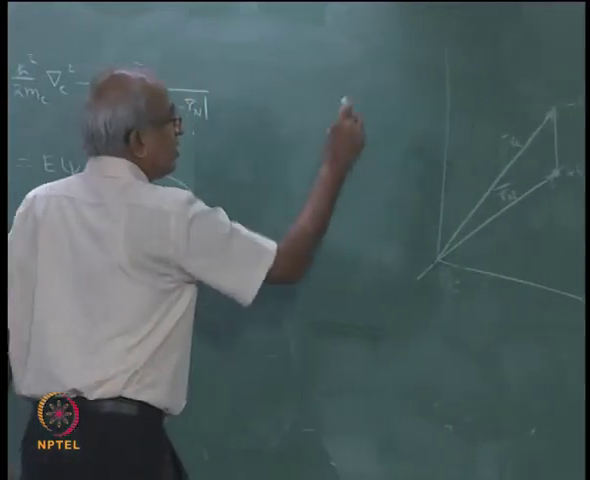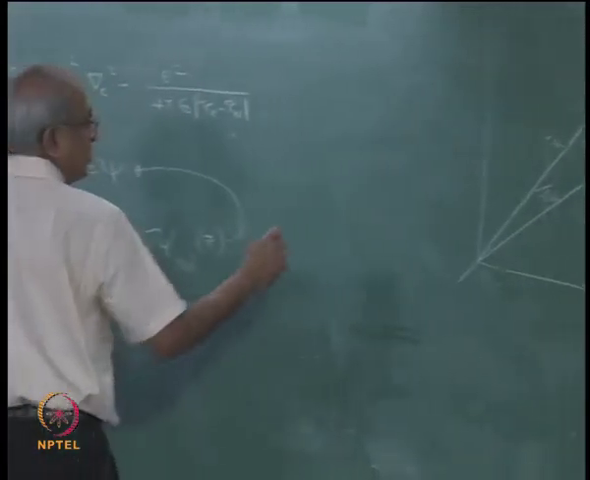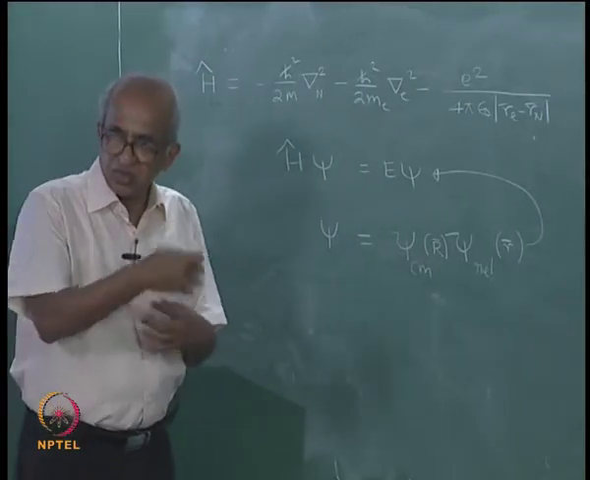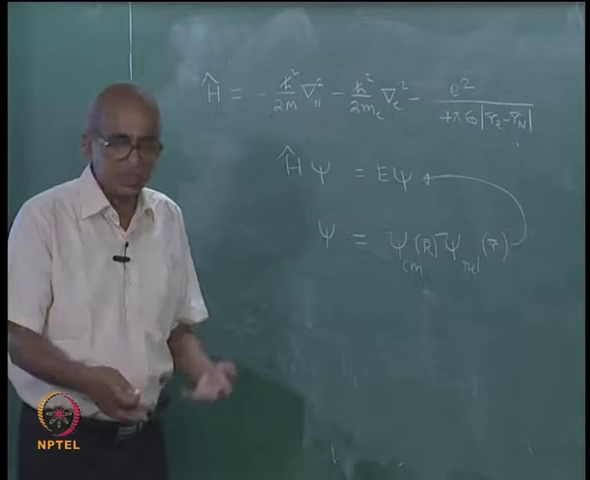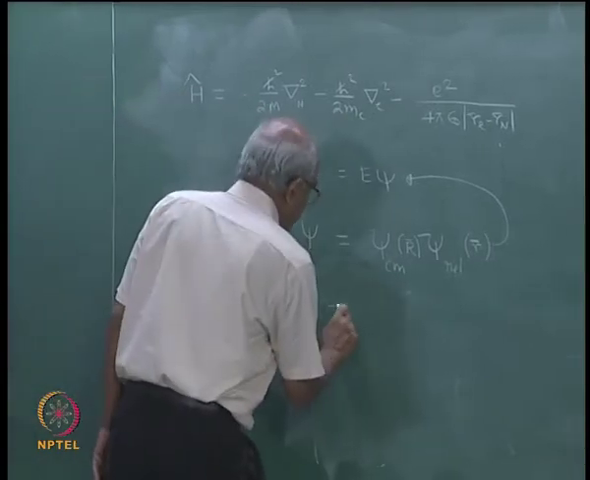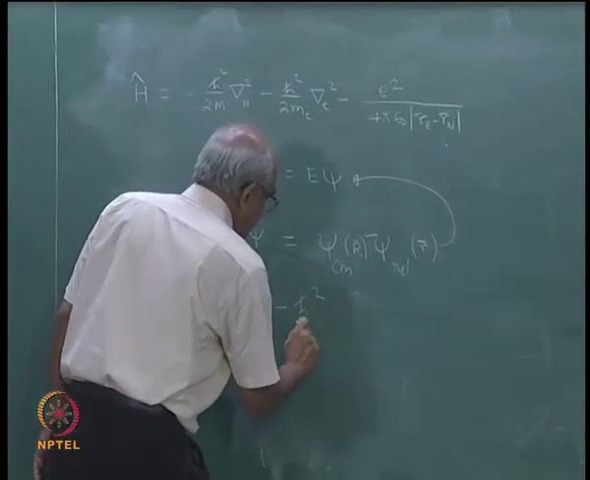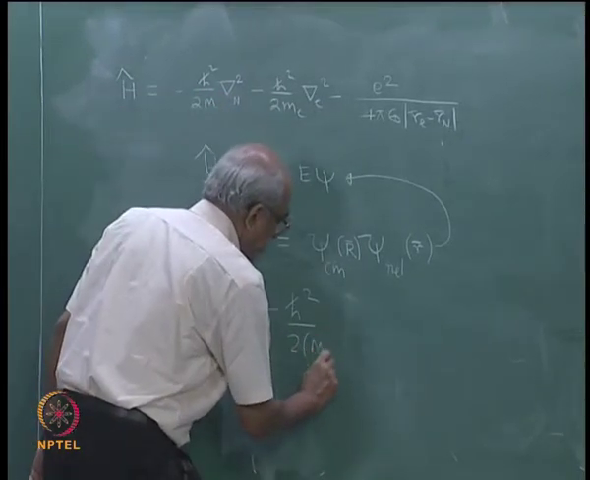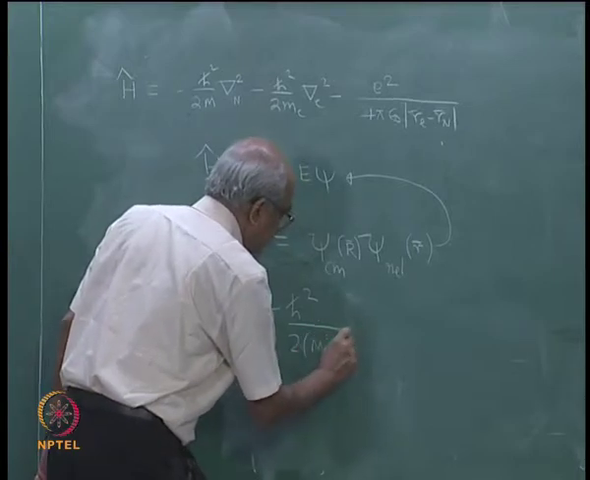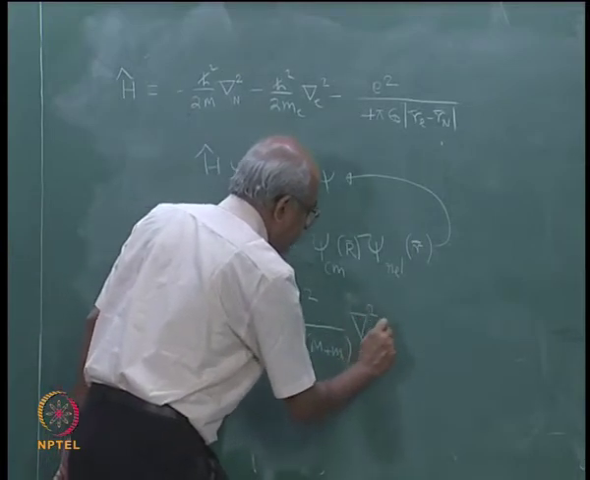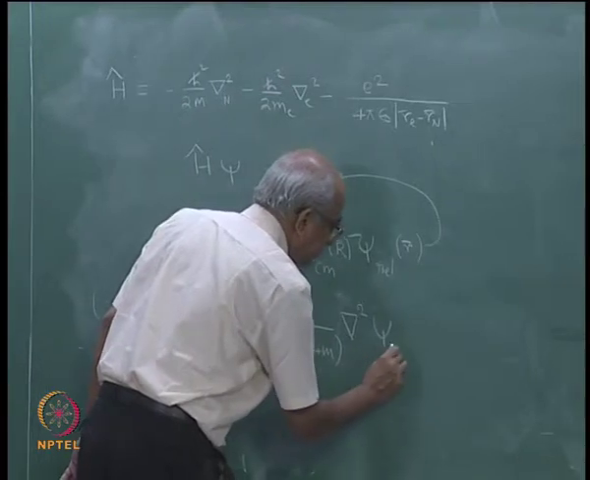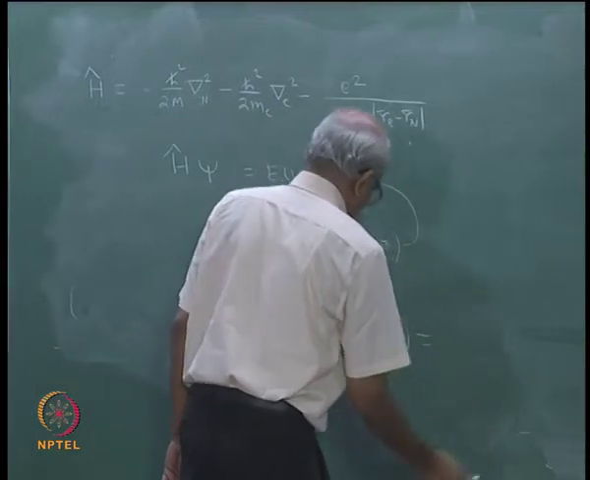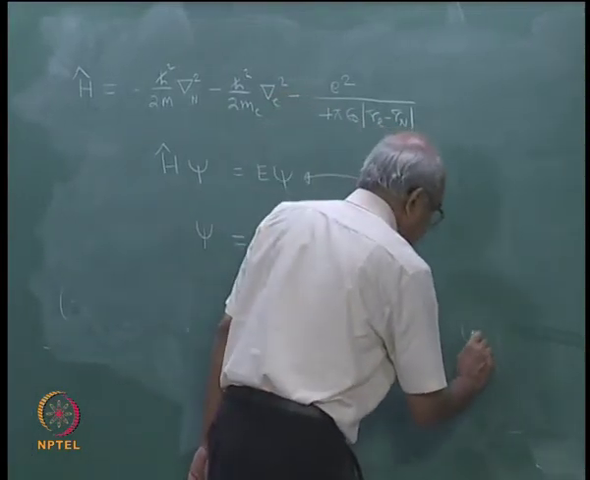So, what are those equations? Well, the way they come out is fairly easy, because we have done this method of separation of variables once. I am not going to go through the procedure. The procedure is not difficult. What happens is you will get minus h cross square by 2 times capital M plus small m, del square operating upon psi center of mass, must be equal to a constant times psi center of mass.